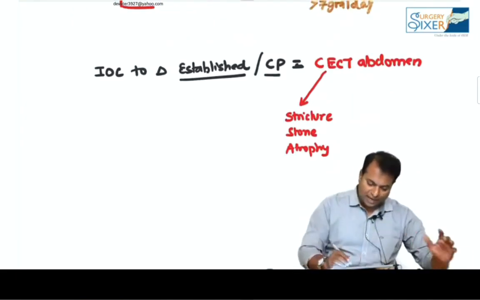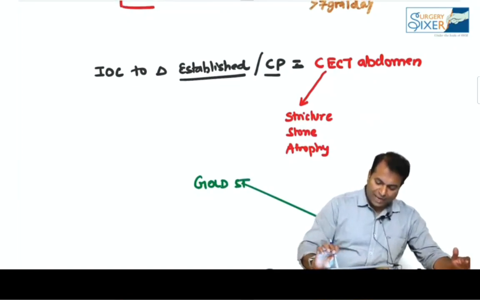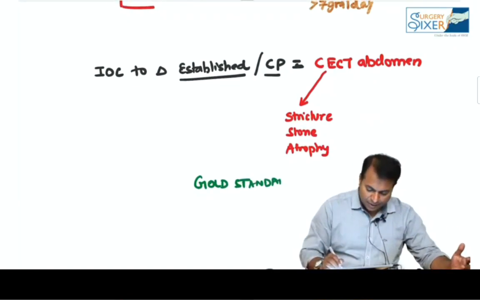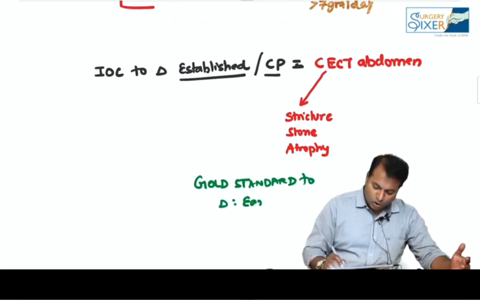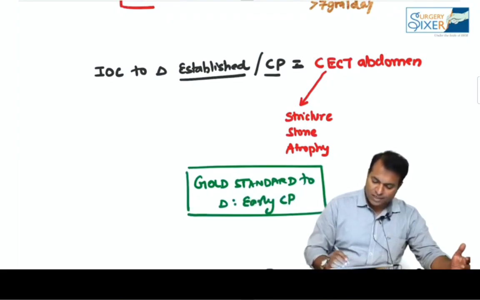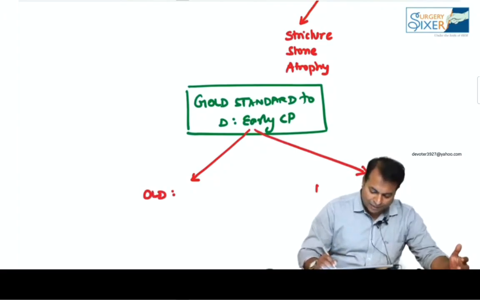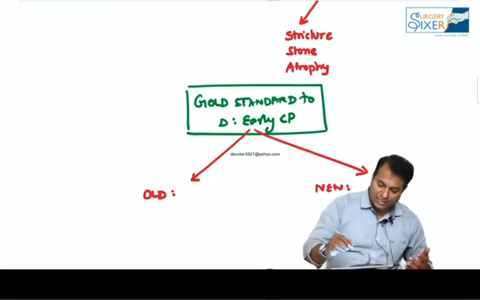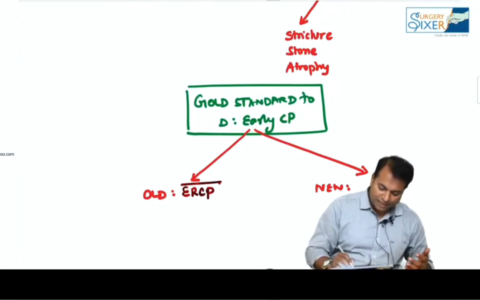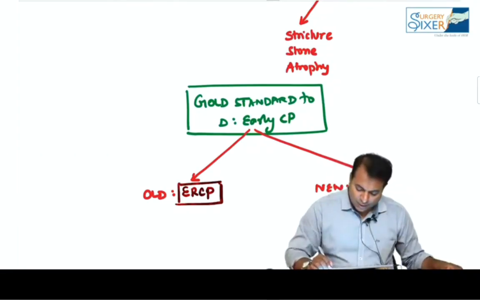And what is the gold standard now? Gold standard to diagnose early changes. Please remember, the gold standard to diagnose early cases of chronic pancreatitis. What is the gold standard to diagnose? Old answer, new answer. What is the old gold standard to diagnose early changes of chronic pancreatitis? Answer is ERCP. New gold standard is EUS.